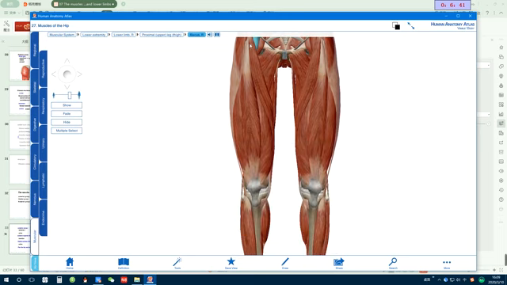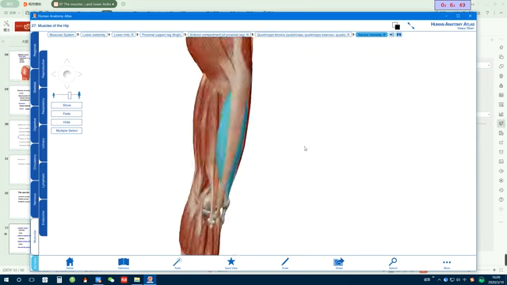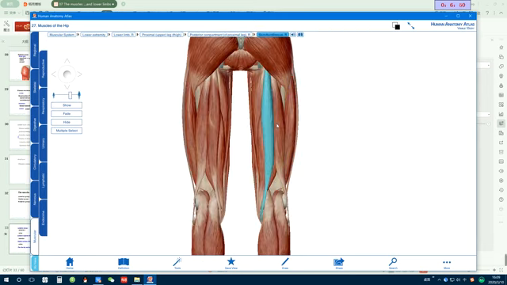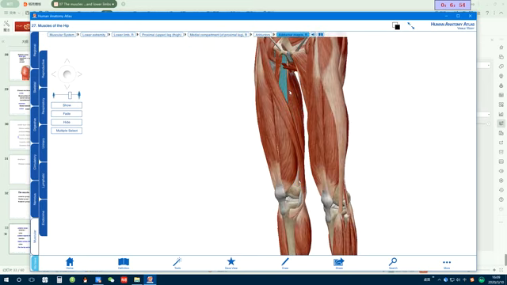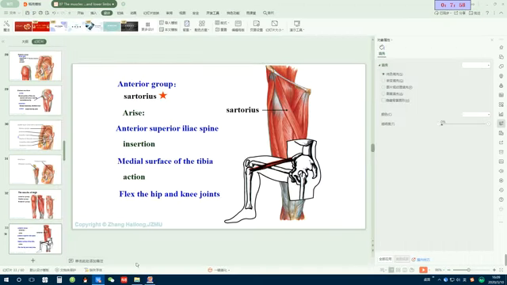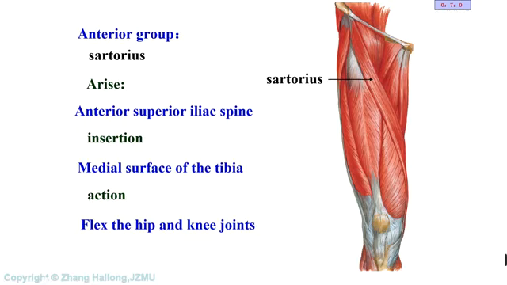You see, it's our thigh. Here is the anterior group. There are many muscles. On the back is the posterior group. And on the medial side, there's the medial group. Three groups. Okay. First one, let's see the anterior group.